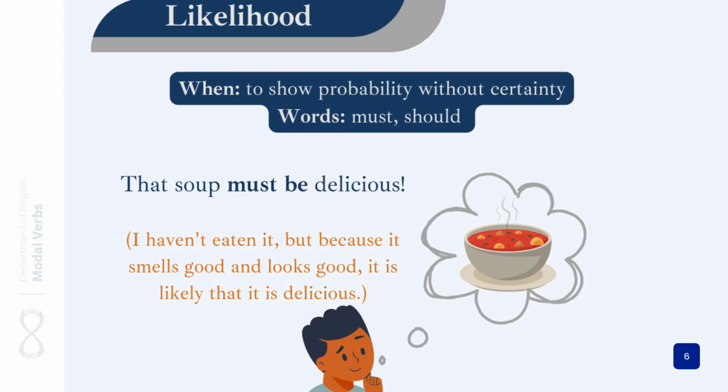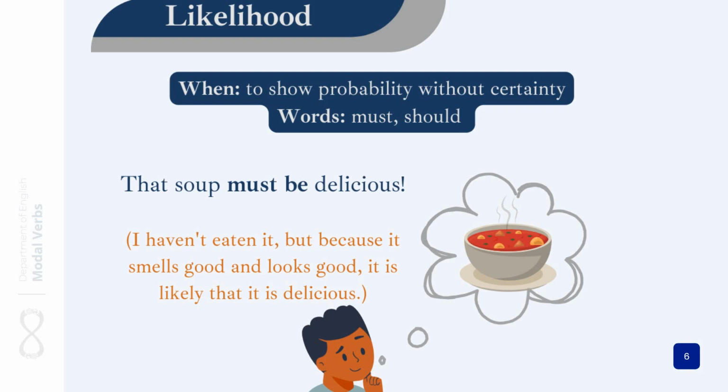Let's take a look first at likelihood. We can use modal verbs to show probability without certainty. This means that something is likely, but it's not 100% certain. We can use modal verbs must and should to make likelihood sentences.